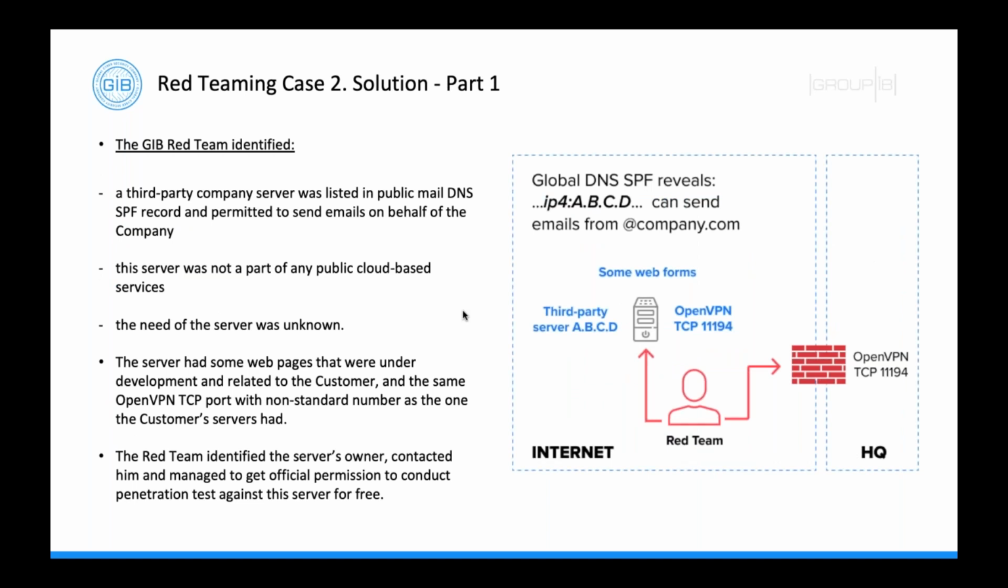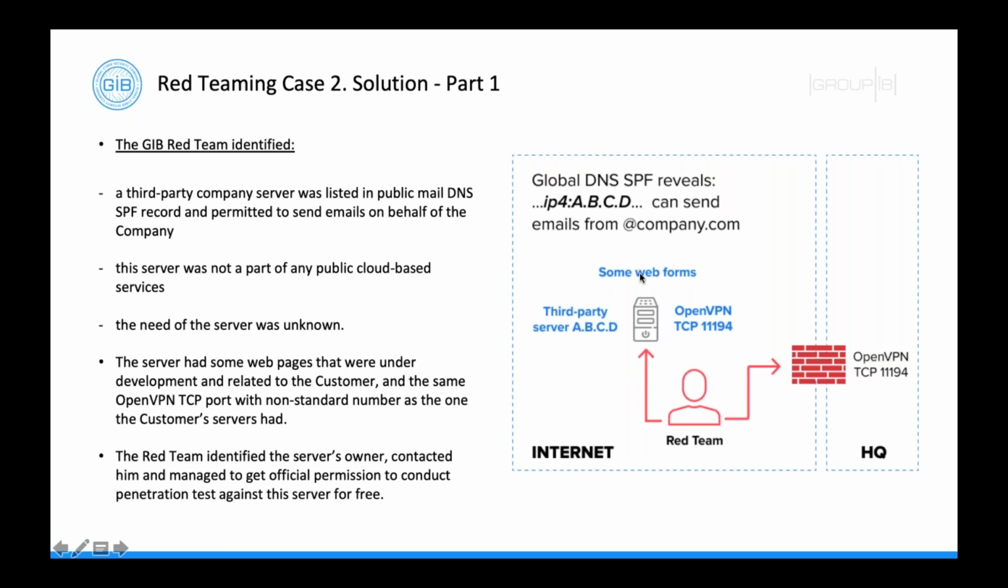Group IB's red team managed to identify a third-party company server that was listed in some of the public mail DNS SPF records and permitted to send emails on behalf of the company. This was an interesting finding during the reconnaissance phase, and the server was not part of any public cloud-based services. The need for the server was unknown to us, but the server also had some web pages under development that were related to the customer. It also had the same open VPN TCP port, with a non-standard number, as one of the customer servers. Here you can see some of that information. This was a very interesting finding for Group IB's red team.